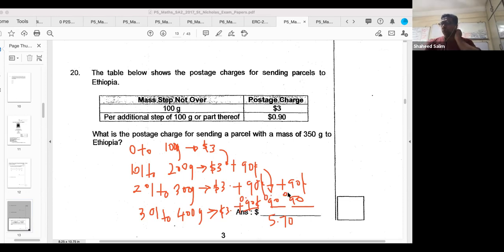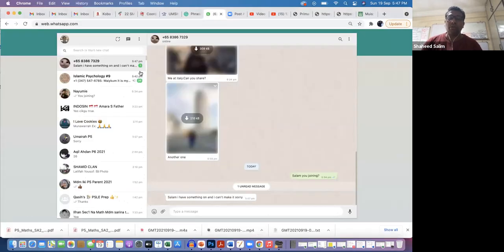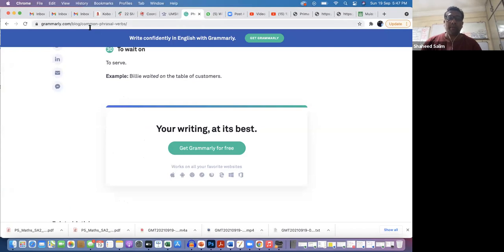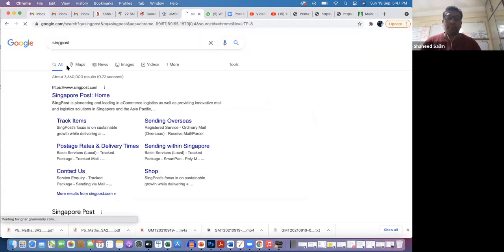Okay, I'll just show you two things so that you all know. You need to know this because maths is about life. If you do not know this, then how? So we go to SingPost now. SingPost is the Singapore Post Office.